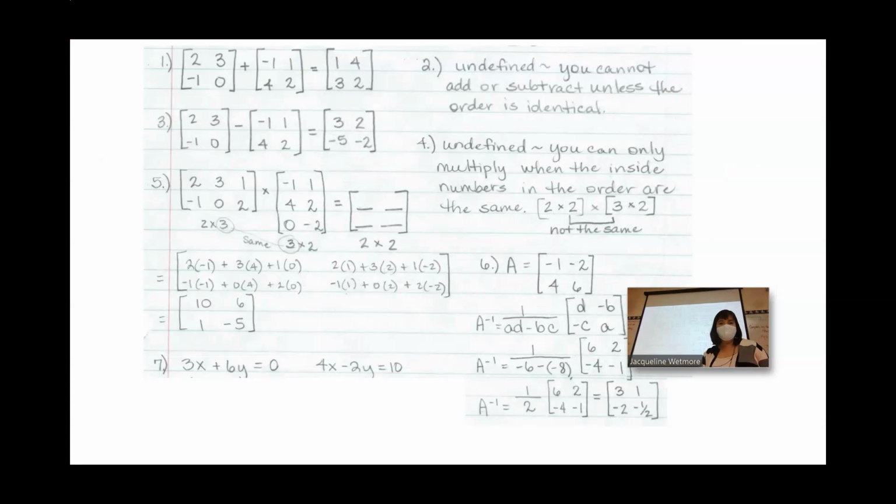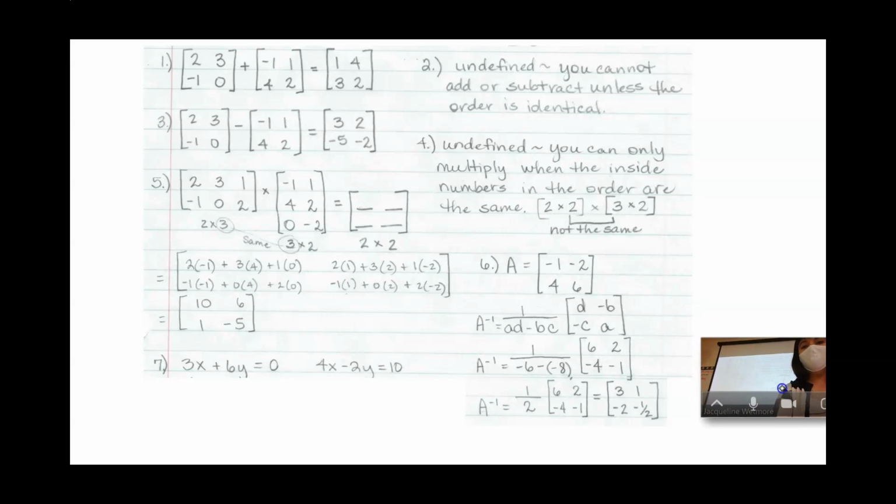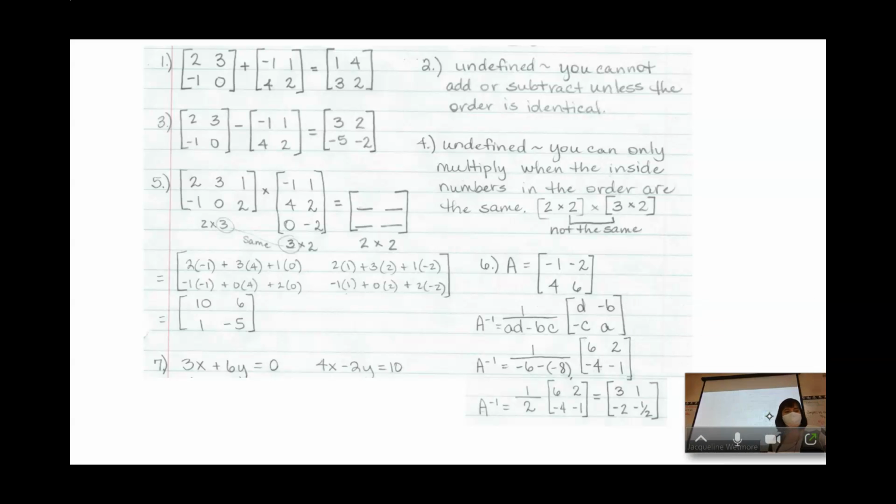All right, so when you are adding and subtracting matrices, what has to be true? What has to be true about your matrices to be able to add them or subtract them? They have to have the exact same dimensions, the same order. So it can be a 2 by 5 and a 2 by 5. It can be a 1 by 7 and a 1 by 7. It can be a 2 by 2 and a 2 by 2, but they have to be identical.